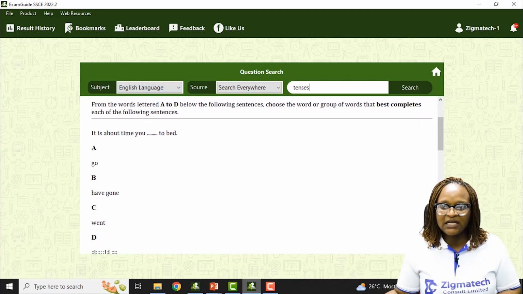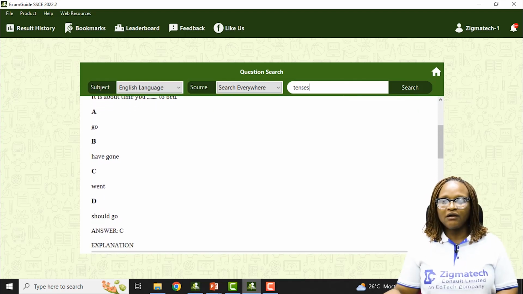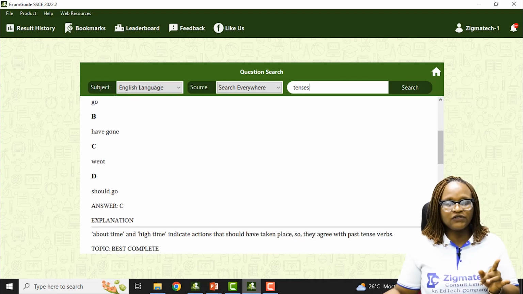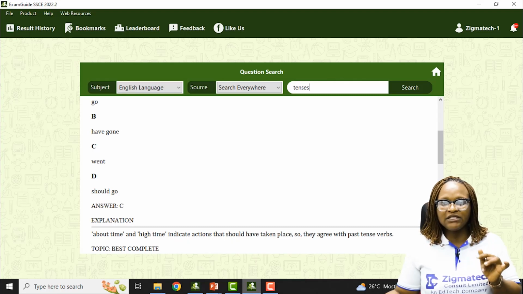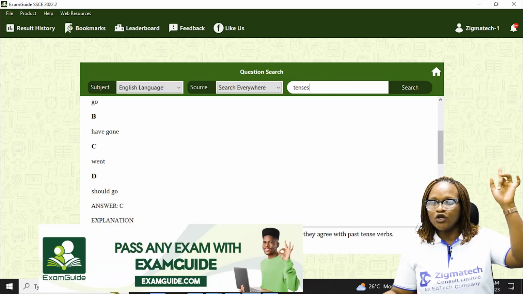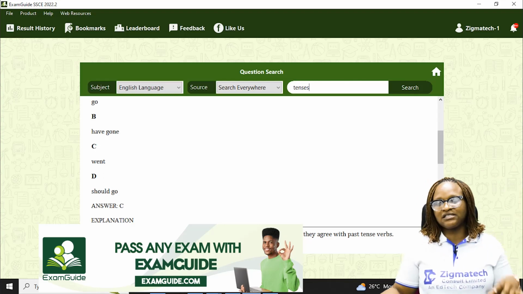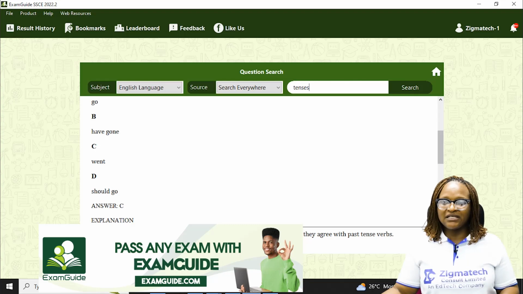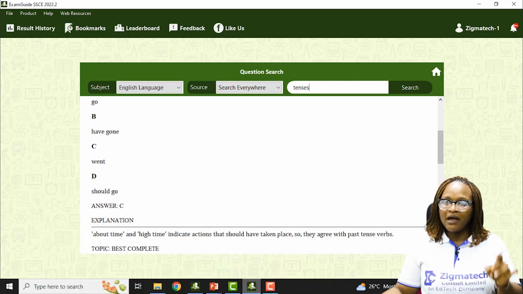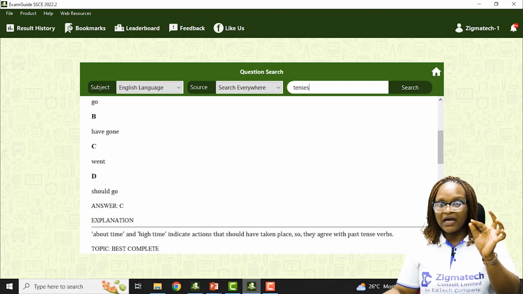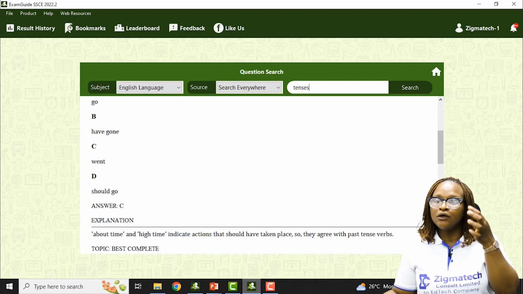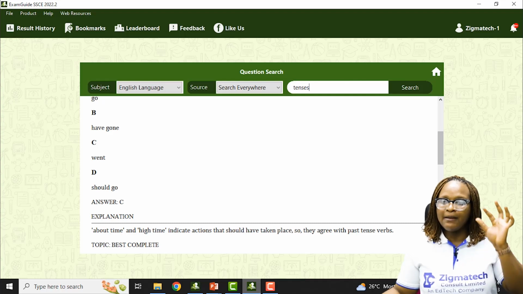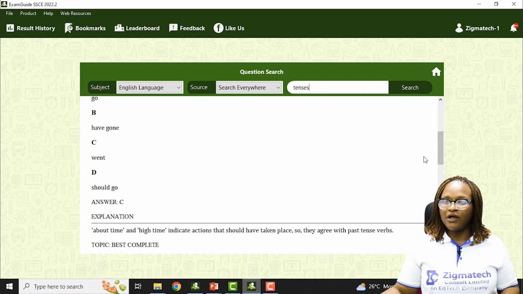So let's see what the answer says. Oh, okay. The answer is C. About time and high time indicate action that should have taken place, so they agree with the past tense verb. All right? So that's it. High time and about time. Once you have either of these two phrases, make sure you approach it with that rule. Go for the past form of that verb.